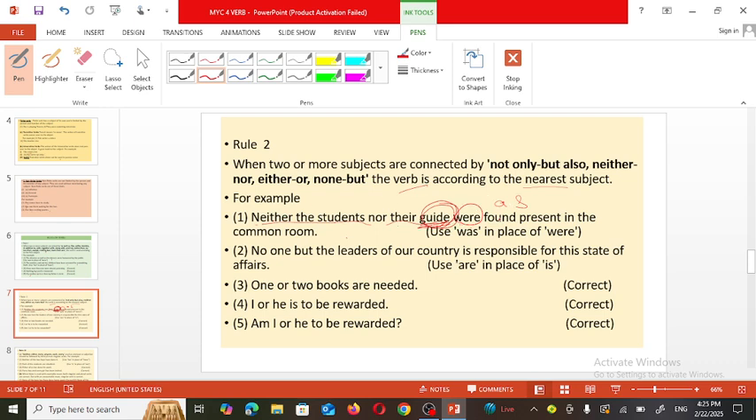This sentence is not correct. Here, where is the mistake? The mistake is here. Instead of were, we require to use was.